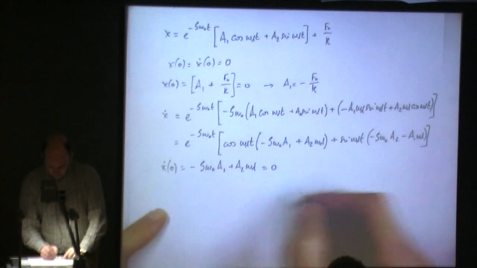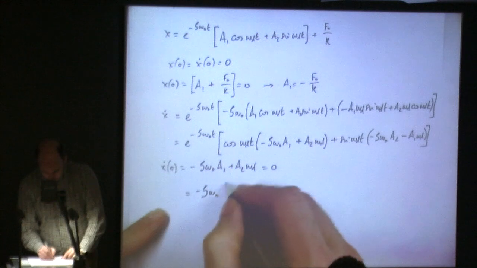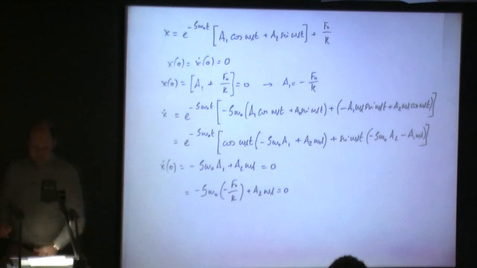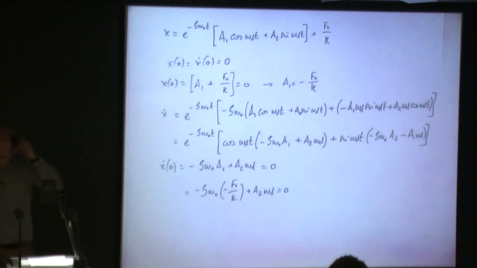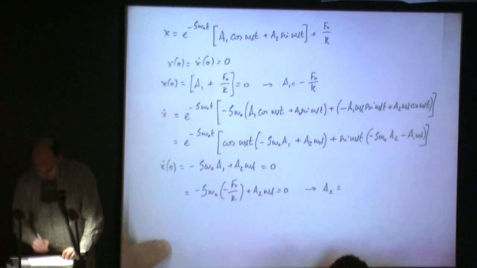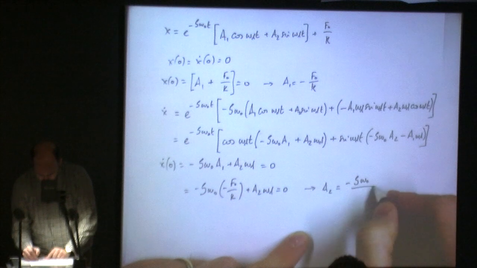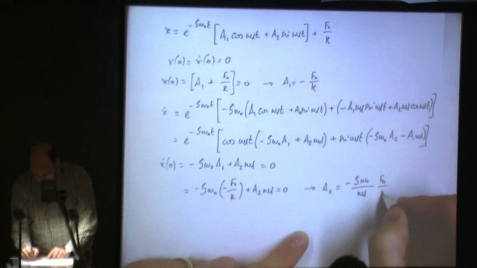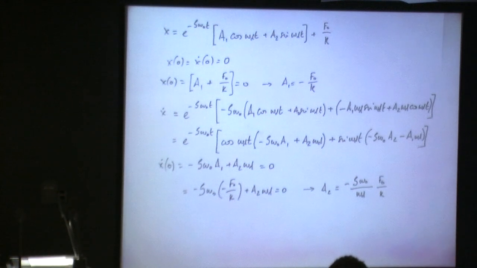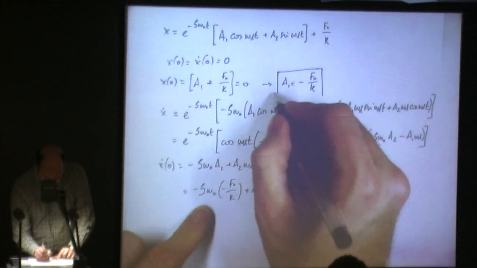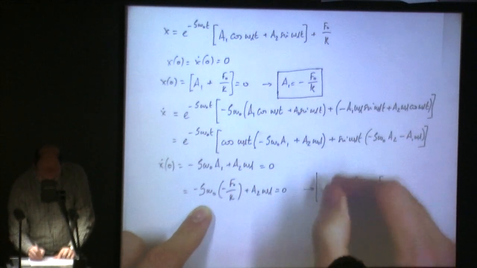Now we know that A1 is minus F naught upon k. And from that, you can see quite clearly what A2 is. So we have A1 up here, and A2 over here.